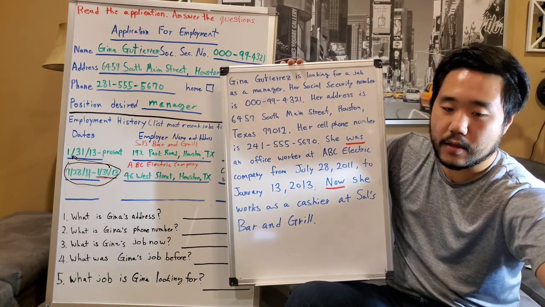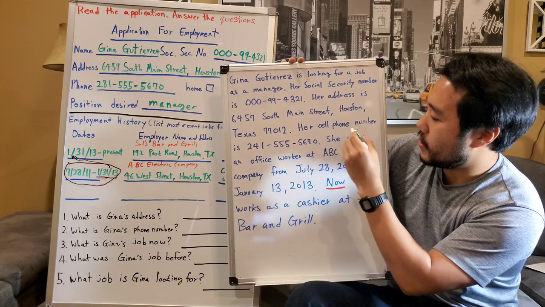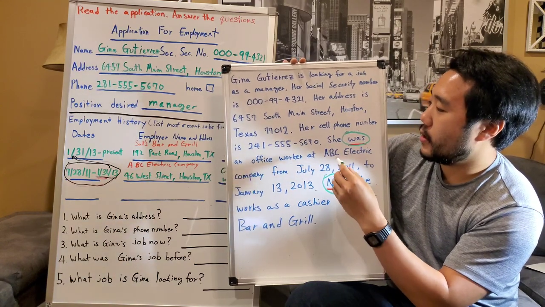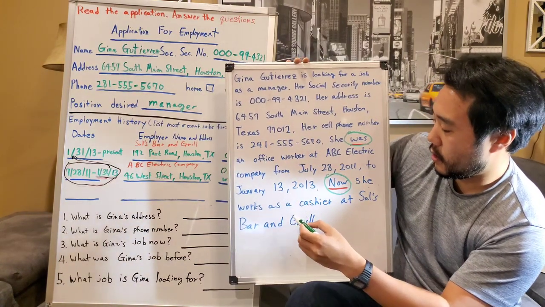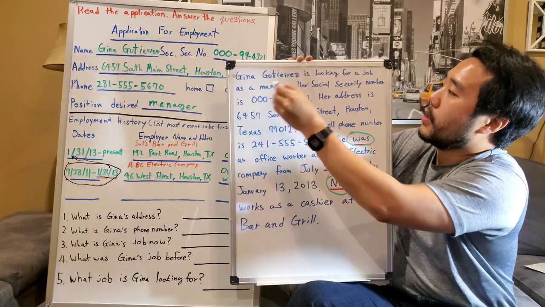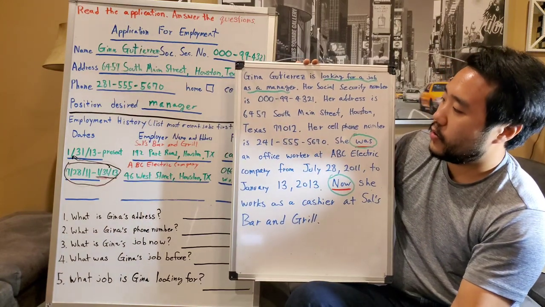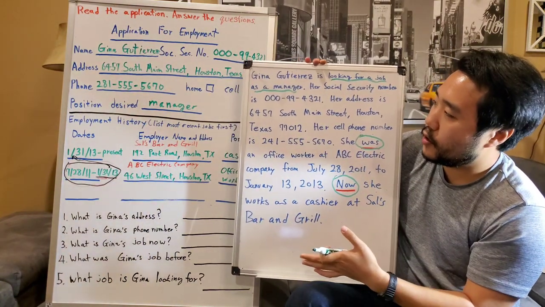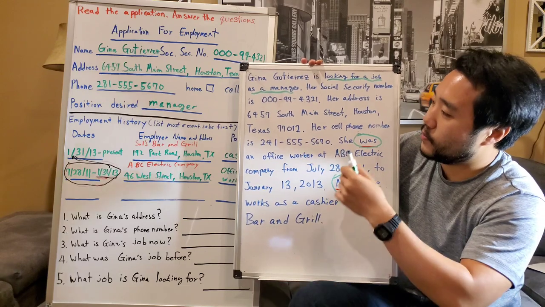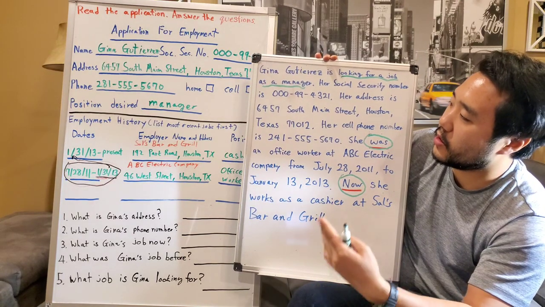So this is where I talk about her previous job. This is where I talk about her job right now. And here, looking for a job as a manager. This is the job that she's looking for now. So this is another paragraph I wrote to help you better understand what she's doing right now, and to go over her history and then the position that she's applying for.